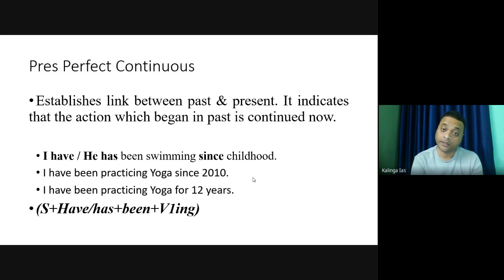Okay, so it doesn't necessarily require a long time to use this structure. You can use this structure in a matter of 2 hours also. We have been discussing English grammar since 7 o'clock. Got it? We have been discussing English grammar for 1 hour.